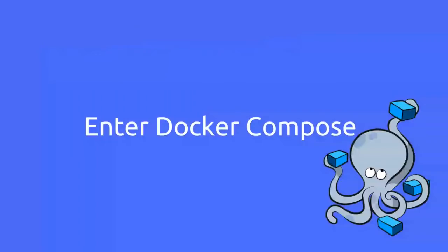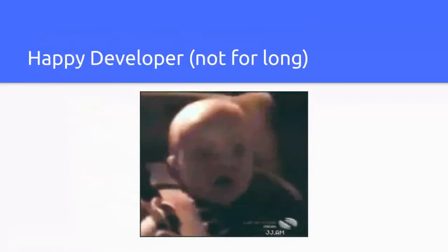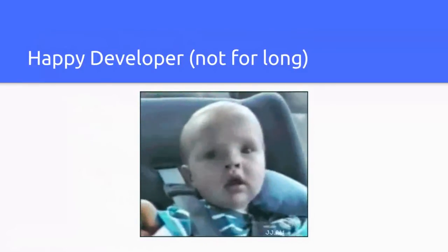Docker Compose gives us the power to define all services within a single YAML file. As you can see, the version, and under services, you can mention two services, DB and web. You can mention image, environment variables, ports, volume, everything which is required under the Docker Compose file. And with a single Docker Compose up, your application is set. Your developer is happy, right? His application is up and ready.